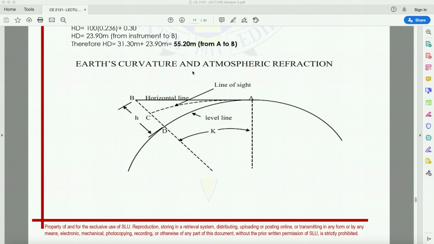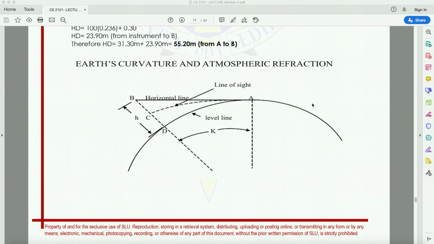Next is Earth's curvature and atmospheric refraction. When we are surveying a small area, like for example a lot area, it is small, so we can neglect the effect of the curvature of the Earth, because the error is very minimal and negligible.